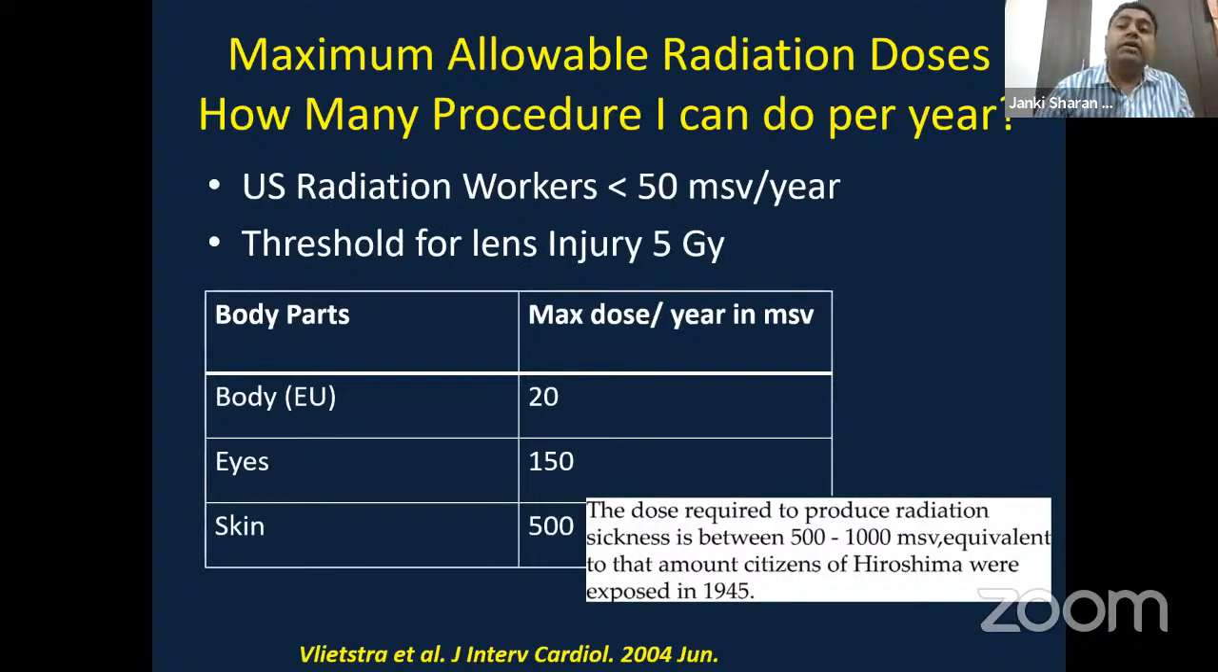So what is the maximum allowable radiation dose? For the US radiation worker, it should be less than 50 millisievert per year. Later in Europe, it is said that it should be less than 20 millisievert in a year. The threshold for the eye is about 150. For the skin, it is up to 500. So we should know that 500 millisievert is quite more. Like if we compare it with the atom bomb in Hiroshima in 1945, what it produced in the environment is 500 to 1000 millisievert. So it is equal to that.